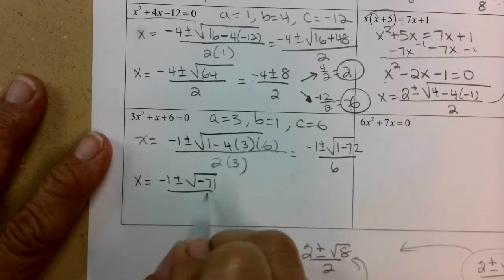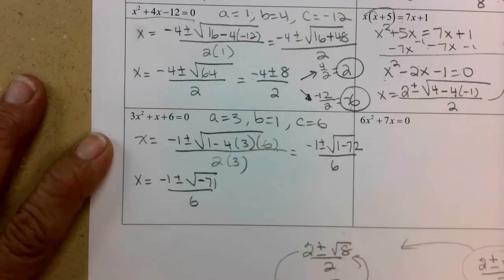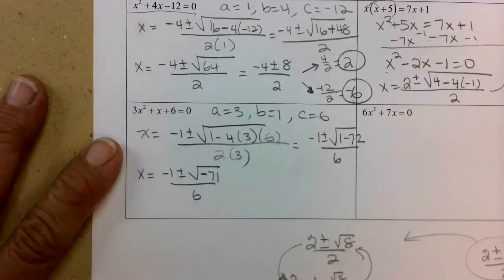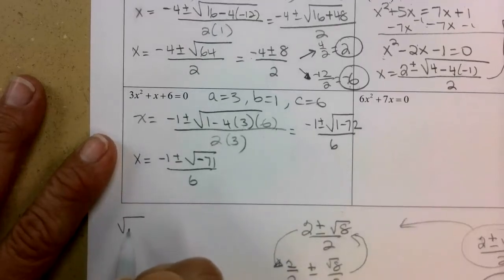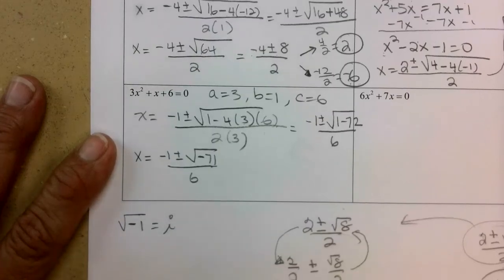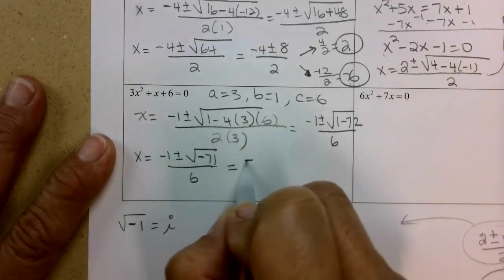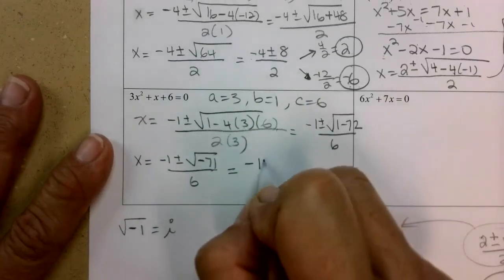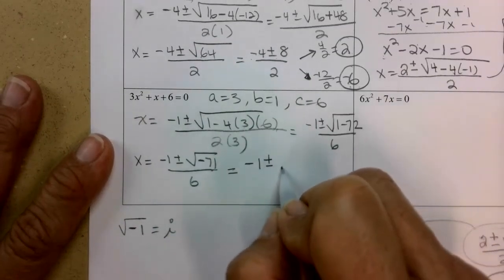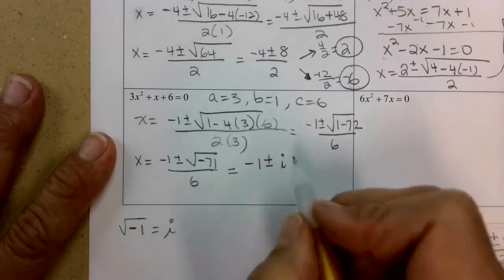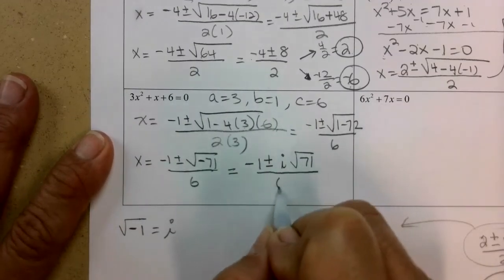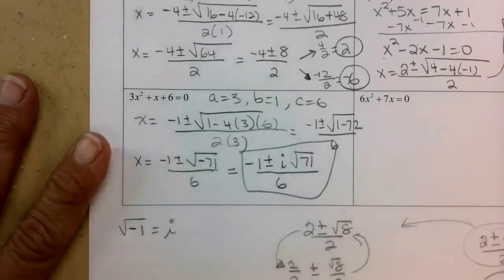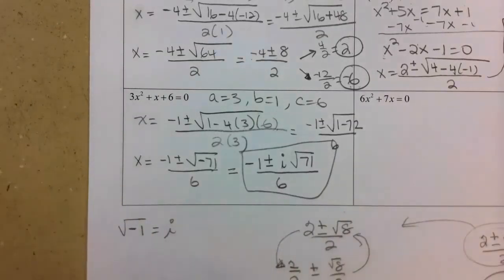-71 over 6. Well, that's obnoxious. What do we do about negative numbers under radicals? Right. So we say, oh yeah, that's right. Square root of -1 is i. So we should write that as -1 plus or minus, and I'm going to put the i in front here just so that it doesn't try to sneak under, i times the square root of 71, which doesn't get any simpler, all over 6. Okay, it's an answer. It's a great answer.